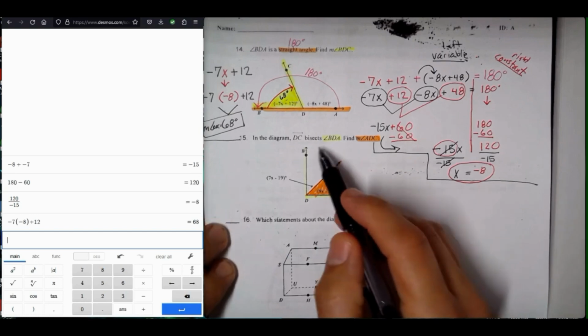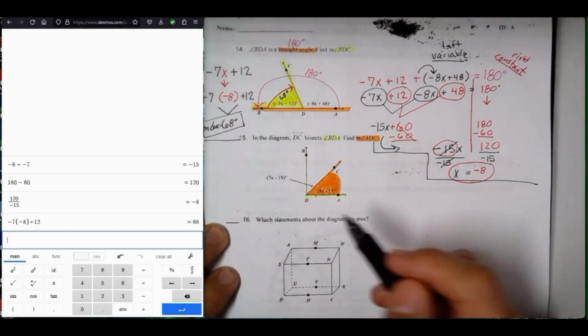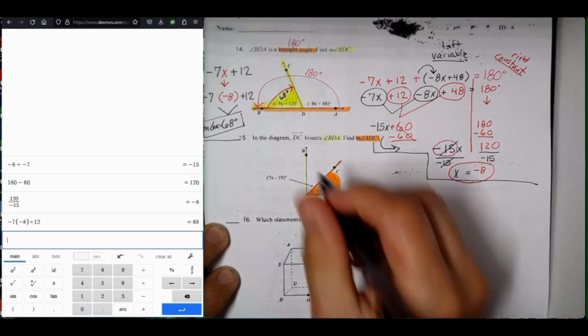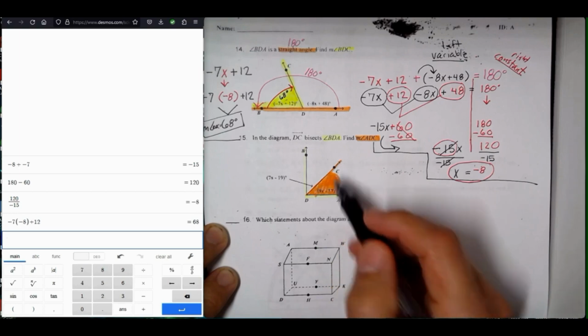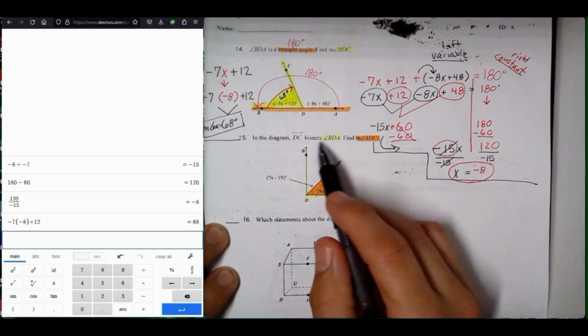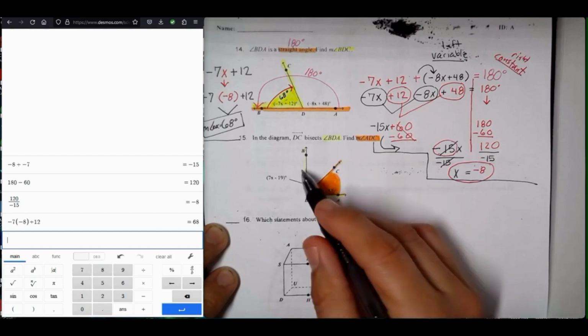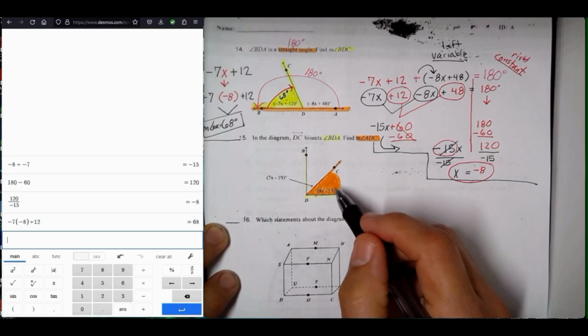Now the neat thing about a bisector, when it says it bisects BDA, so the whole angle, it means that it's half of it. I want you to think about a bisector as similar to a midpoint. Like on a line, if we said find the midpoint, you would find the distance in between. But when we bisect an angle, we're cutting it in two equal parts. It's halfway between the total angle.